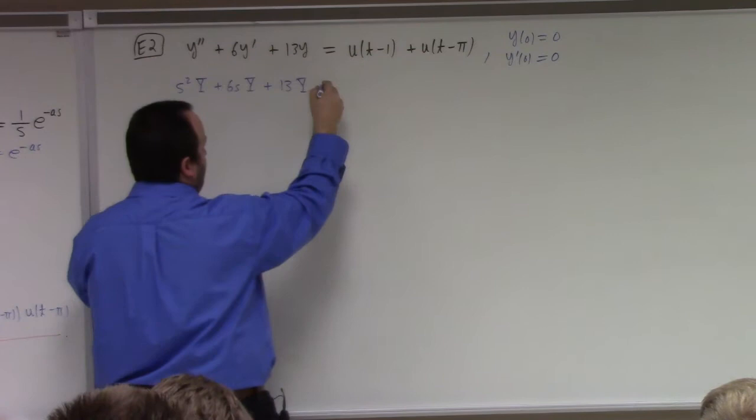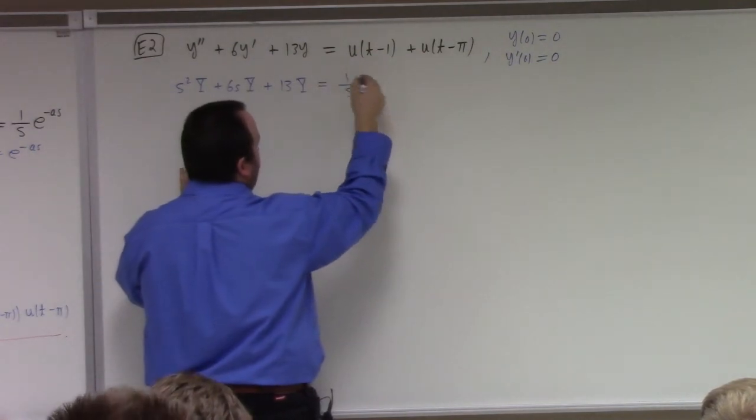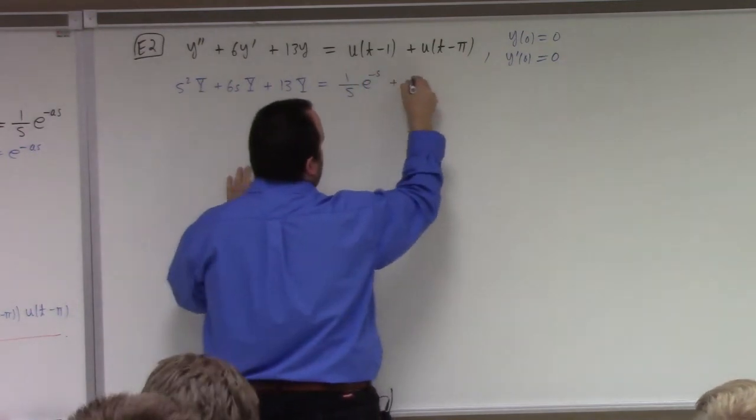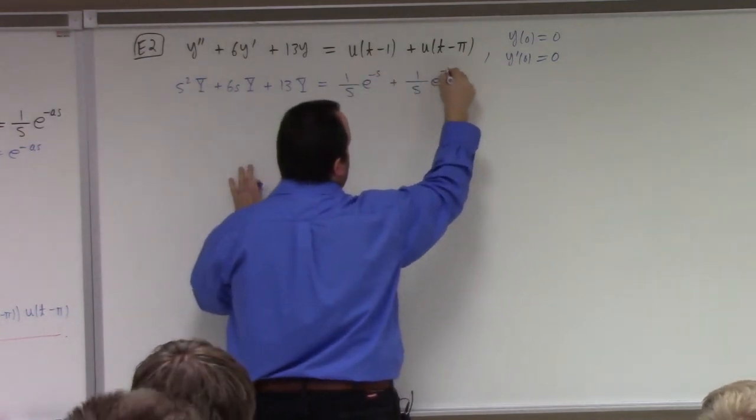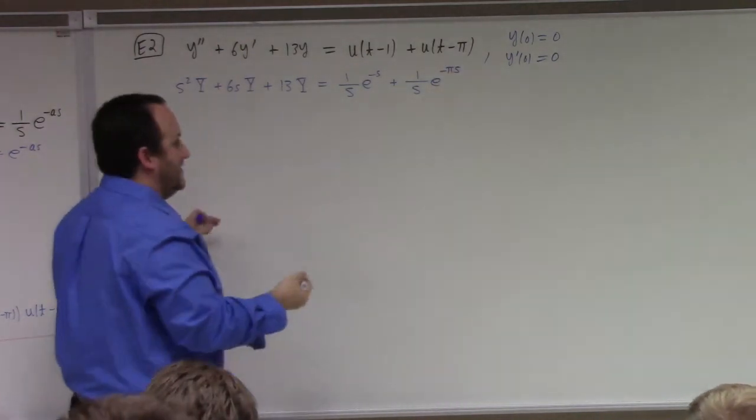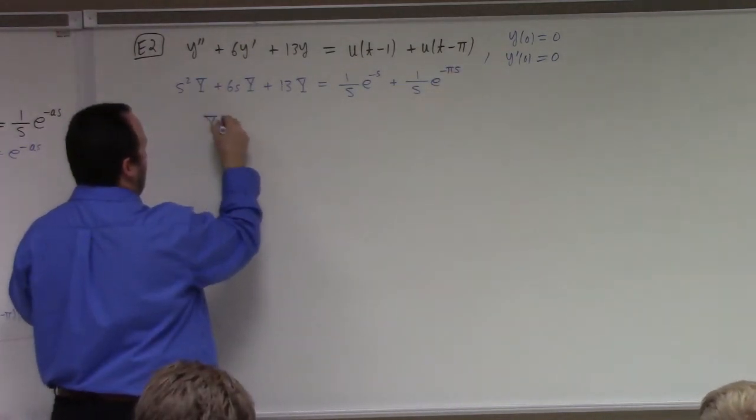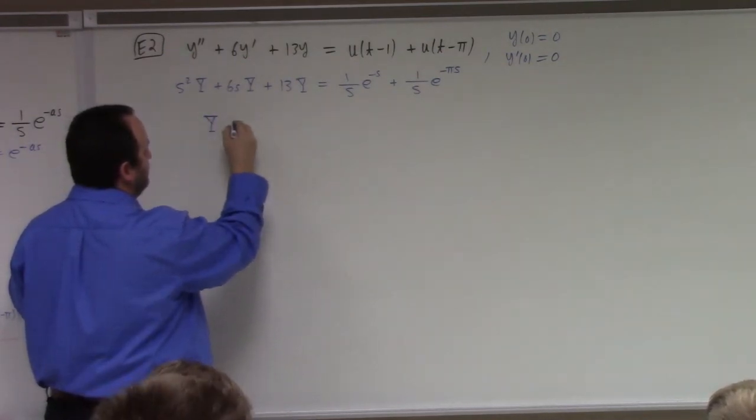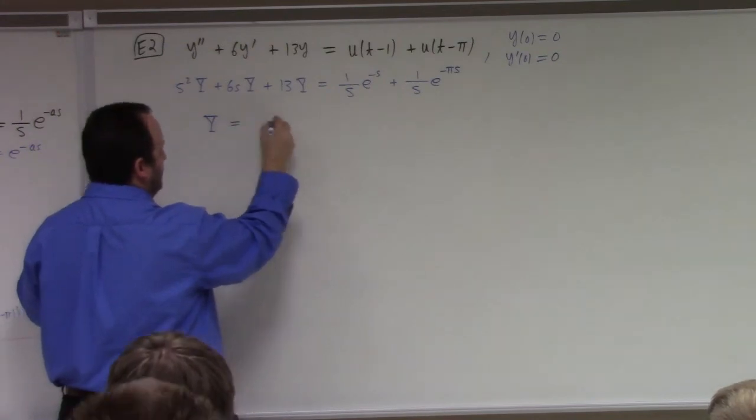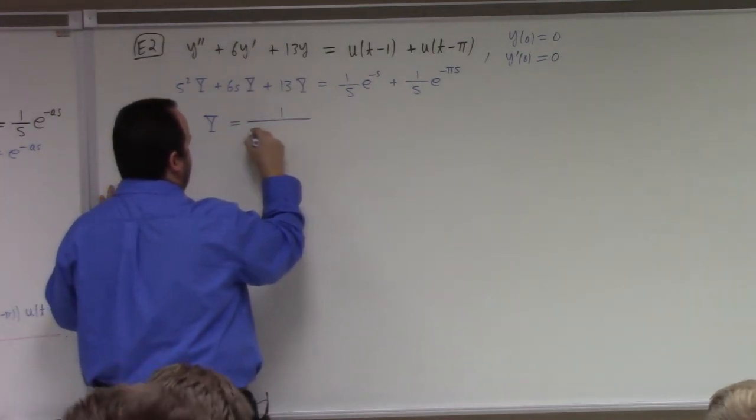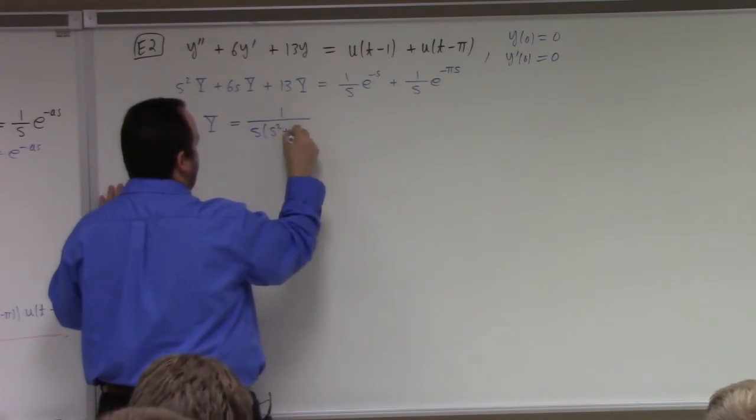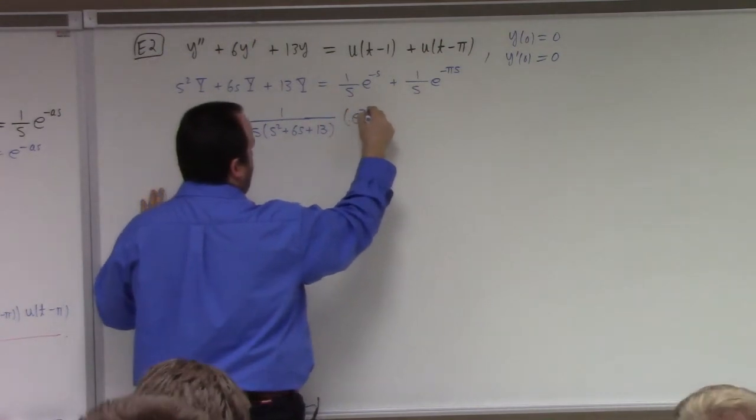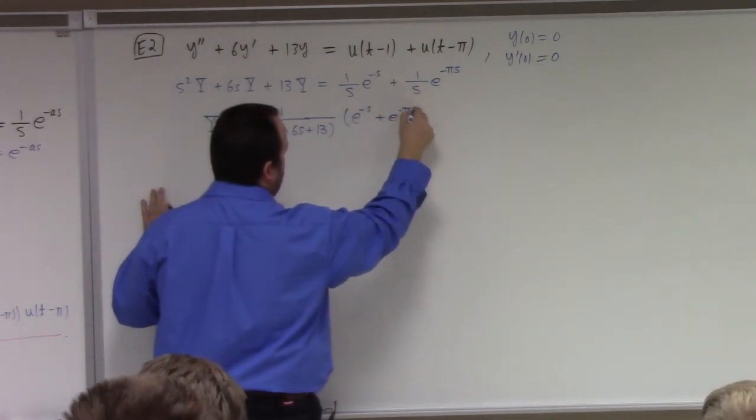Now, as I was warned, 1 over s e to the minus s, thank you. And that's really annoying, 1 over s e to the minus pi s, see? Because now when I solve for big Y, I have something that's not quite as pleasant. So factor out the big Y and divide by its coefficient, you get Y is equal to 1 over s times s squared plus 6s plus 13, times e to the minus s plus e to the minus pi s.